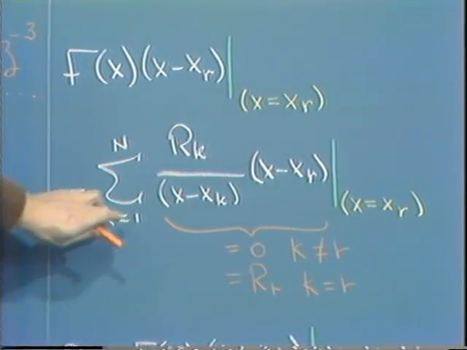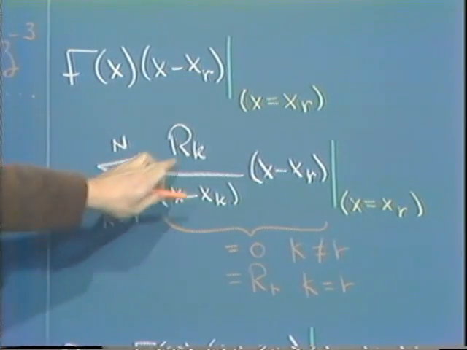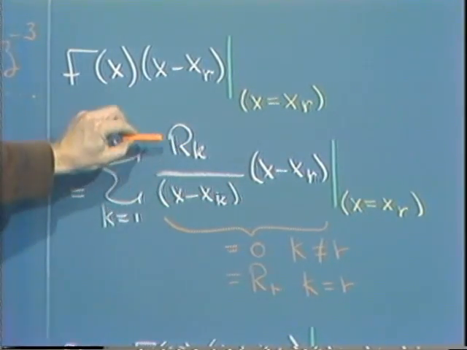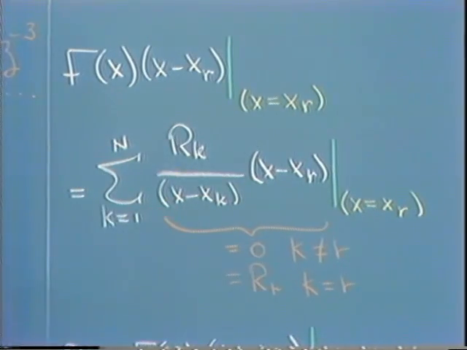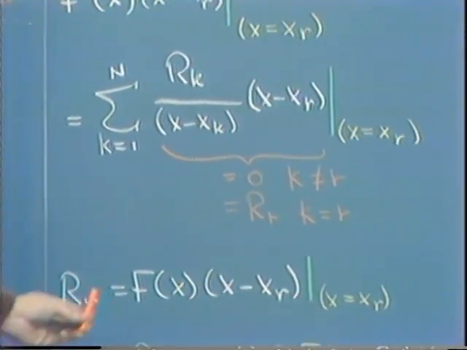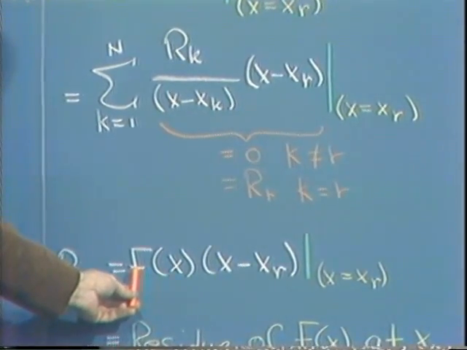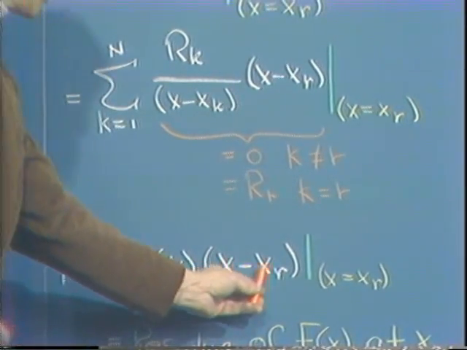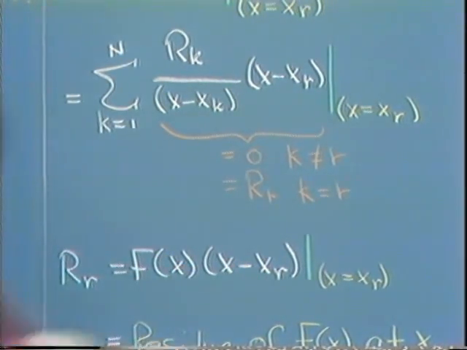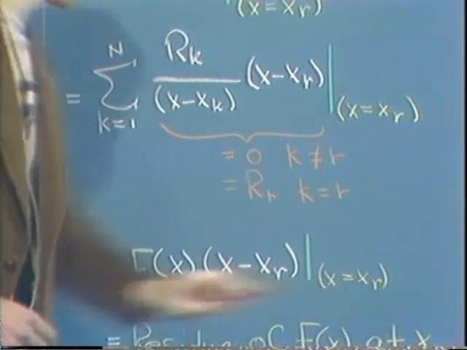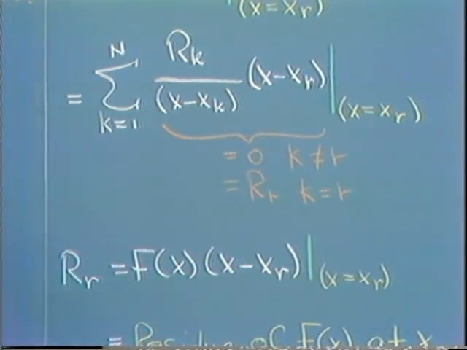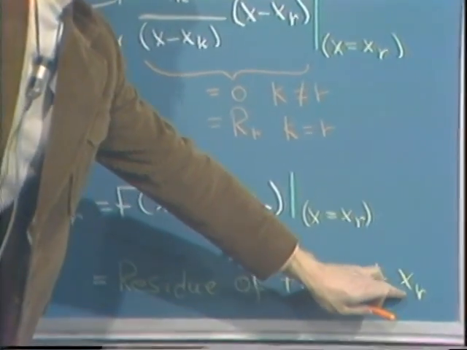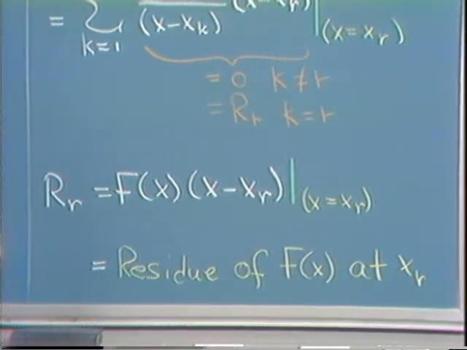So consequently, there's only one term left in this sum, which is capital R sub r, and therefore the residue, that is capital R sub r, can be obtained by multiplying f of x by x minus x sub r, evaluating the result at x equals x sub r, and the resulting number is the residue of f of x at the pole x equals x sub r.